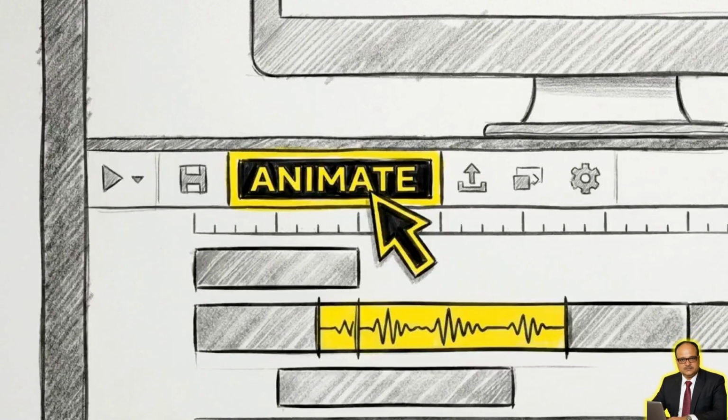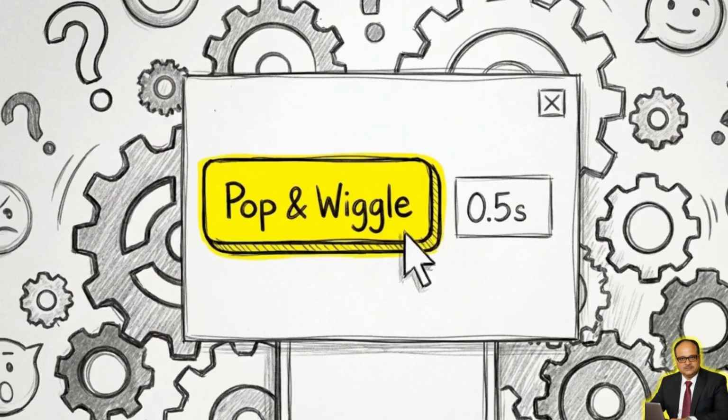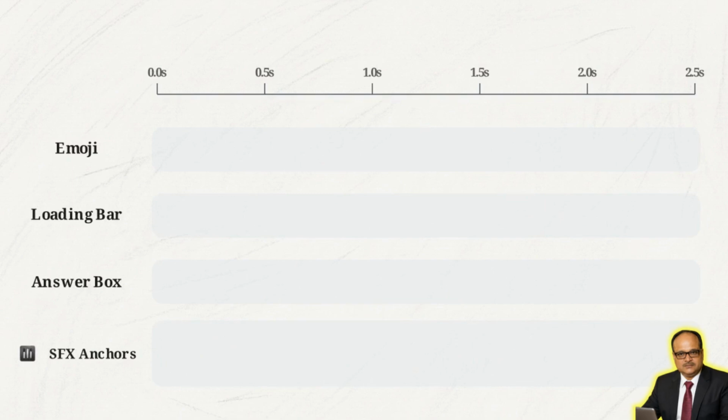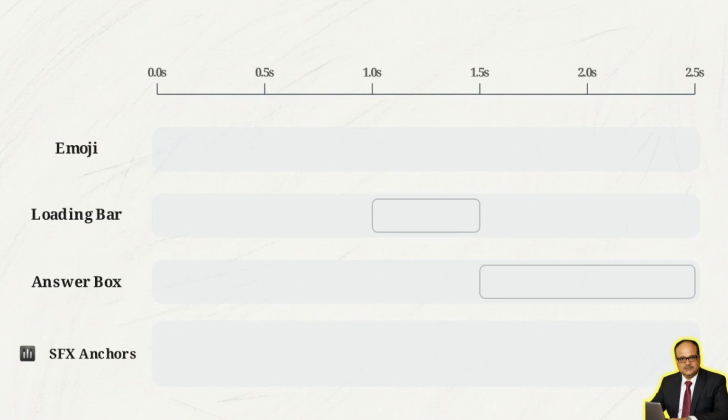With the layout built, we open the timeline editor to synchronize the pacing. Apply a pop and wiggle animation to the central emojis, and set them to appear exactly at the 0.5-second mark. Then, sequence the countdown. Start the loading bar animation at precisely 1.0 seconds, double its playback speed, and program the answer box to pop onto the screen the exact moment the timer finishes.